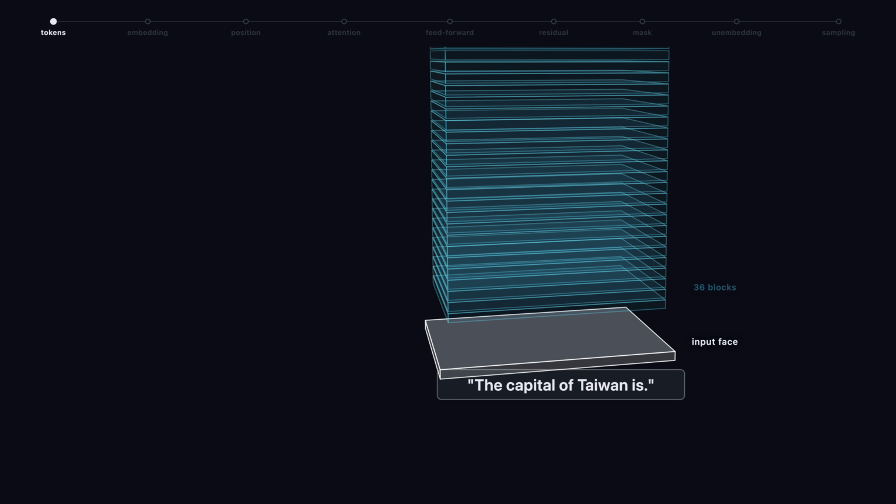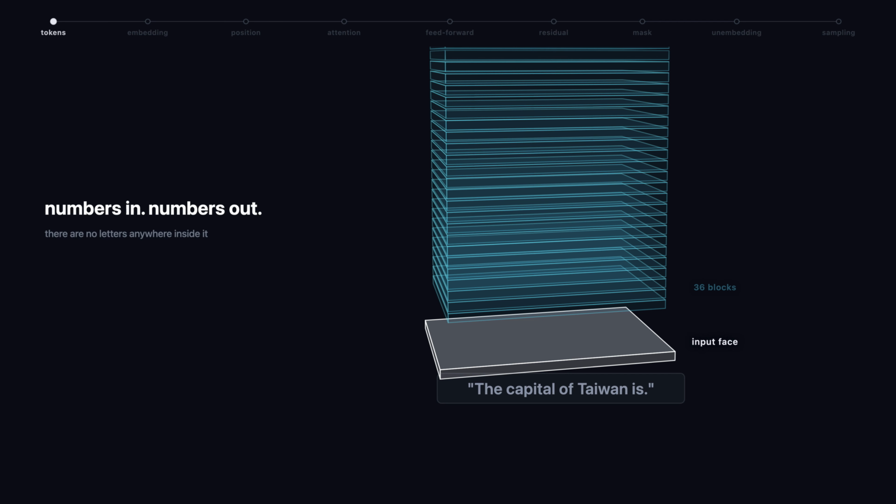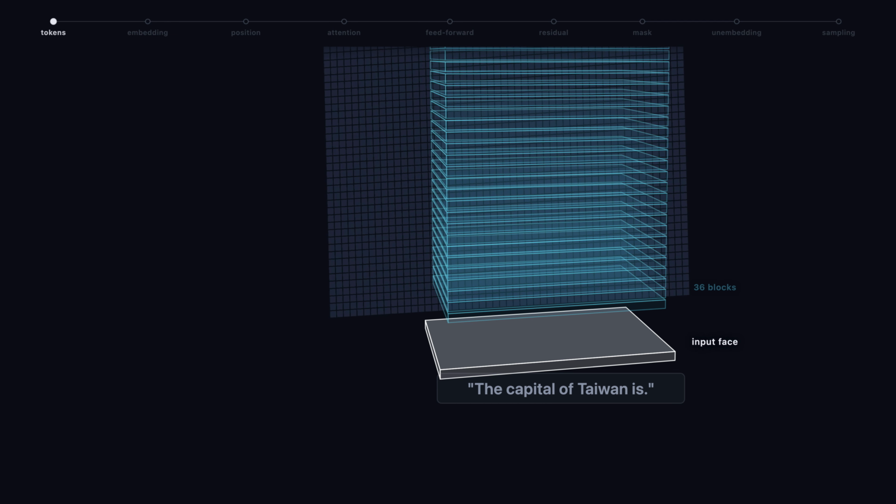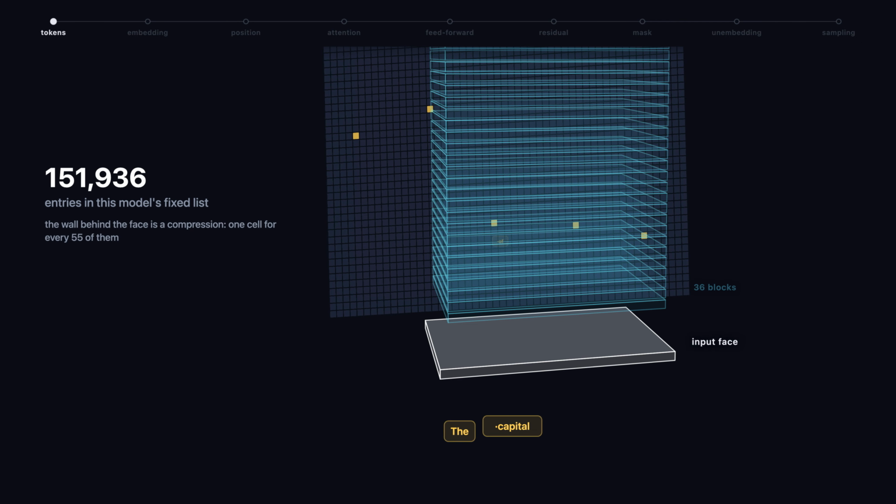The model never sees that sentence. It cannot. It is a function from numbers to numbers, and there are no letters anywhere inside it. So the first thing that happens is that the text is cut into pieces from a fixed list. For this model, that list has 151,936 entries. Every piece of text you ever send it has to be spelled using those. Our sentence comes to 5. The capital of Taiwan is.